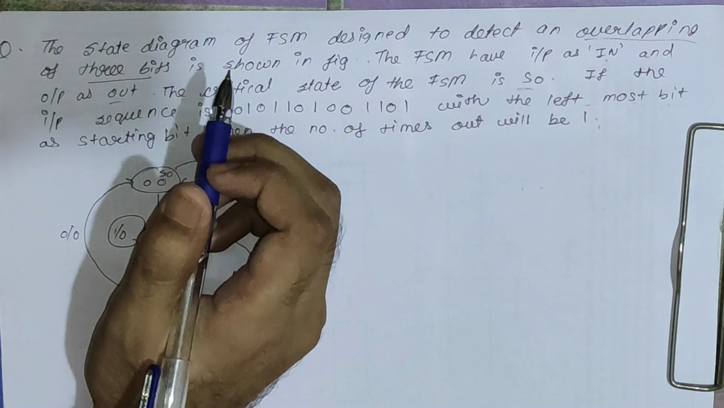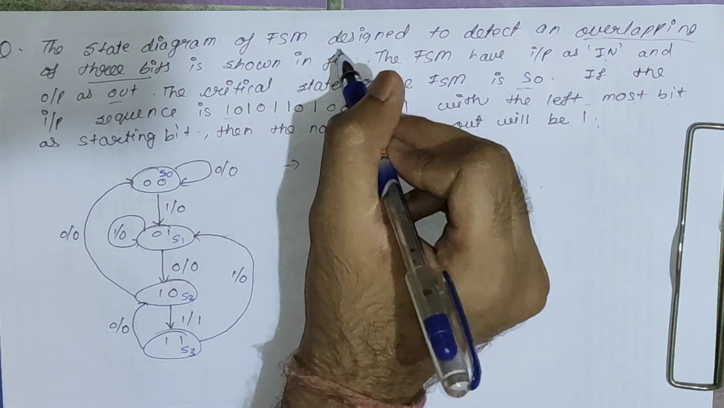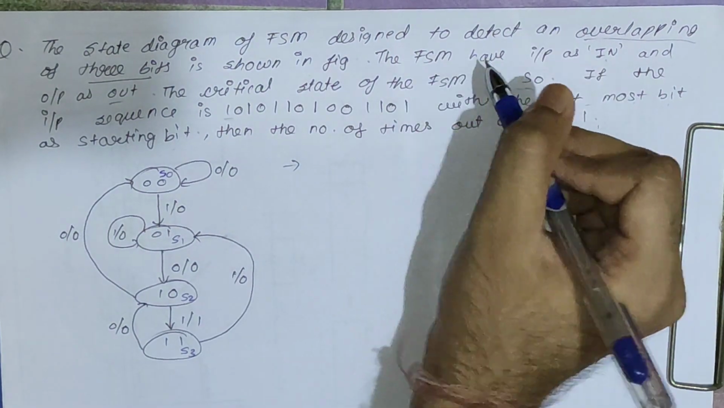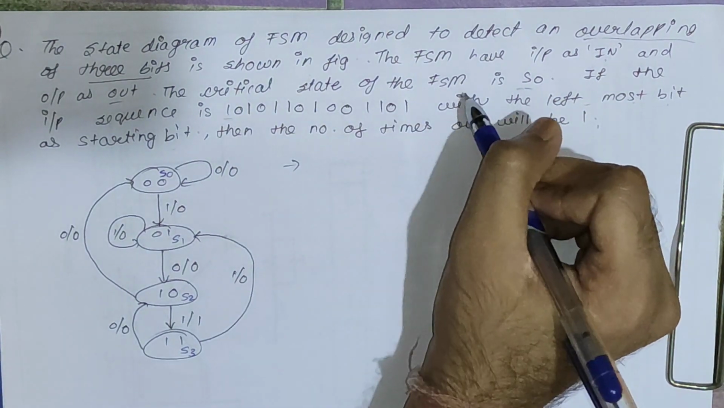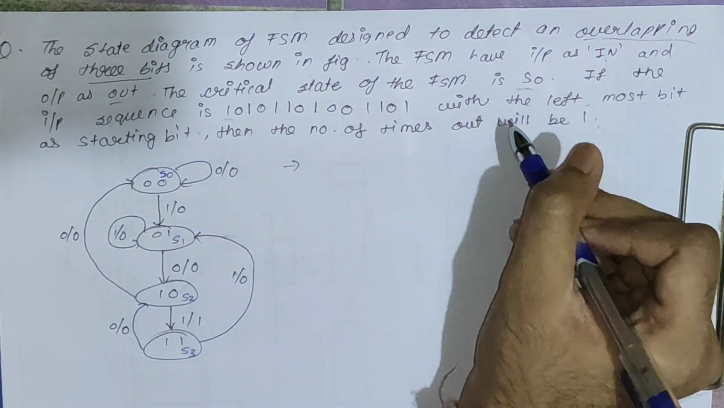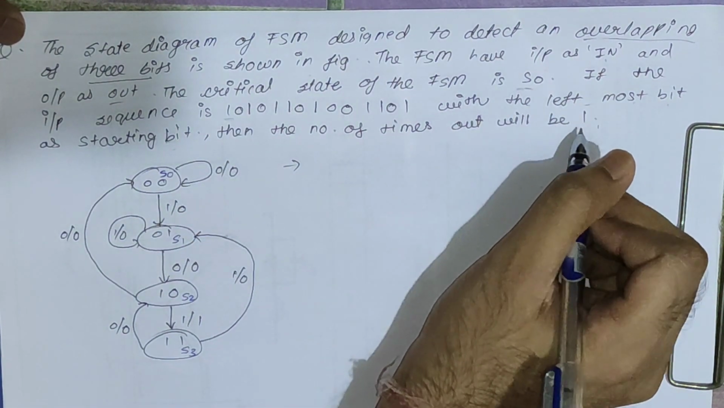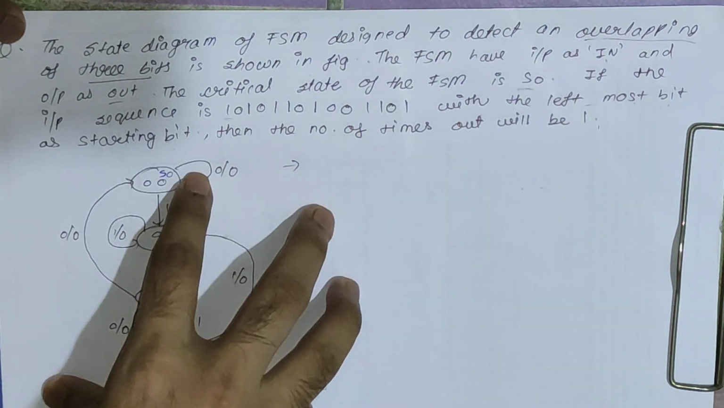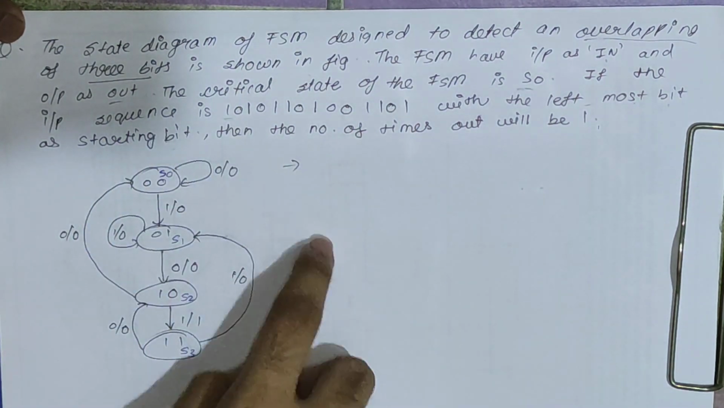Okay, so to start with that, we will see this question. The question is: the state diagram of a finite state machine designed to detect an overlapping sequence of 3 bits is shown in the figure. The finite state machine has an input as in and the output as out. The initial state of the finite state machine is S0. And if the input sequence is this, basically this is a bit stream with the leftmost bit as the starting bit, that is 1, then the number of times out will be 1. So basically what this question is saying is that you are given this state diagram and this bit stream, and you have to count the number of times this state diagram will give 1 for the given bit stream.